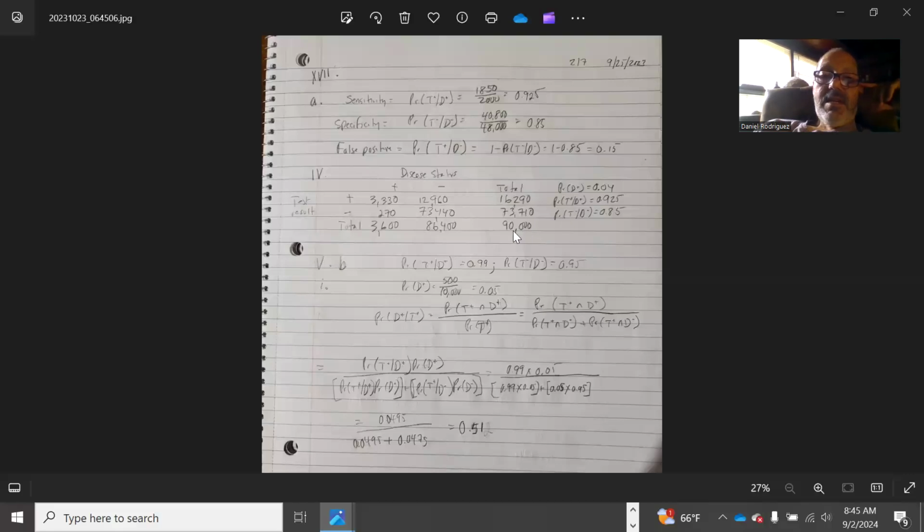Yep, here we go. 90,000. And we have our sensitivity and our specificity. So our prevalence is 0.04. I said 4% of the population has the disease. 4 divided by 100 is 0.04. I said the sensitivity is the probability of testing positive given one is disease positive, 0.925. Specificity, the probability of testing negative given one is disease negative, is 0.85.